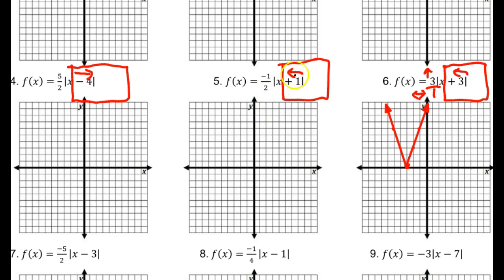Same thing on number 5. We're going to go left 1. But this time it's a -1, so we're going to go down 1. So remember they open up and down, but this one's going to open down. So down 1 and then right 2. Also down 1 and left 2. So it can open both directions.